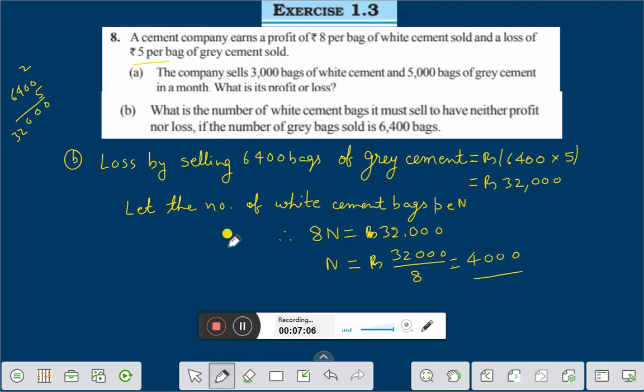Right? What is the number of white cement bags it must sell to have neither profit nor loss if the number of grey bags sold is 6,400? The answer is the number of white cement bags is 4,000 such that it must sell to have neither profit nor loss if the number of grey bags sold is 6,400 bags.